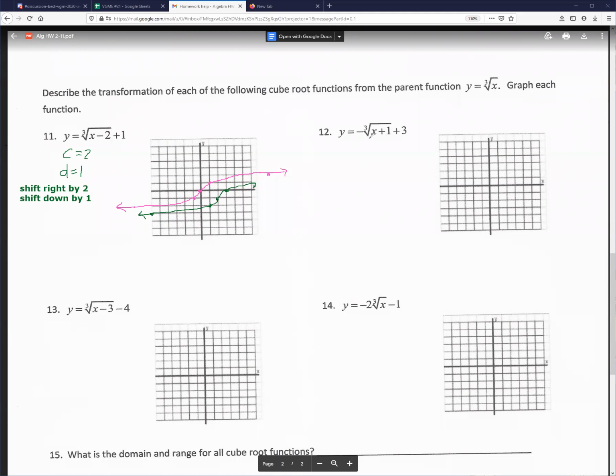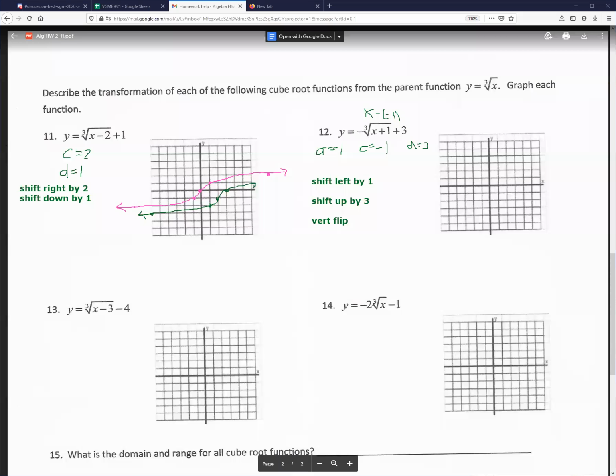Moving on to 12. A is negative 1. C is also negative 1. It's x minus negative 1. And D is equal to 3. That's a horrible D. D equals 3. Okay. So let's interpret. We have shift to the left by 1. We have shift up by 3. And we have a vertical flip.